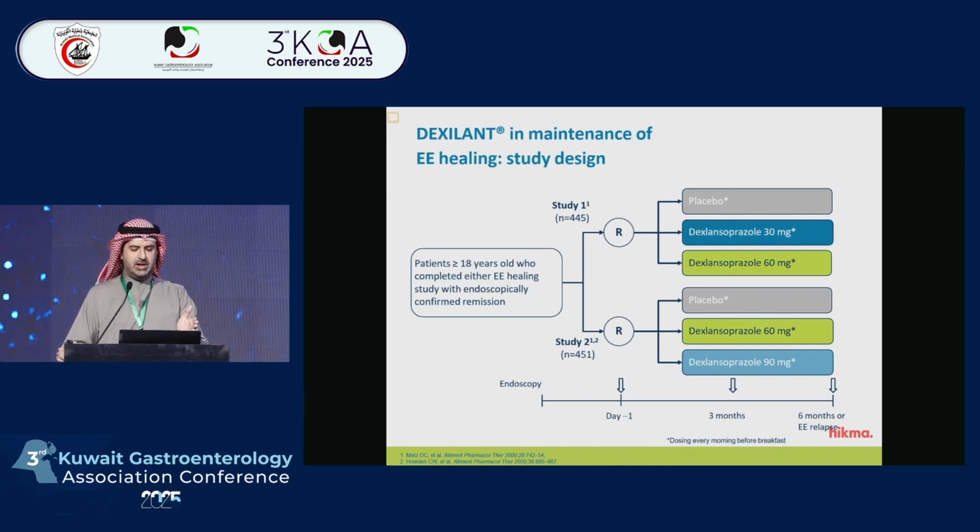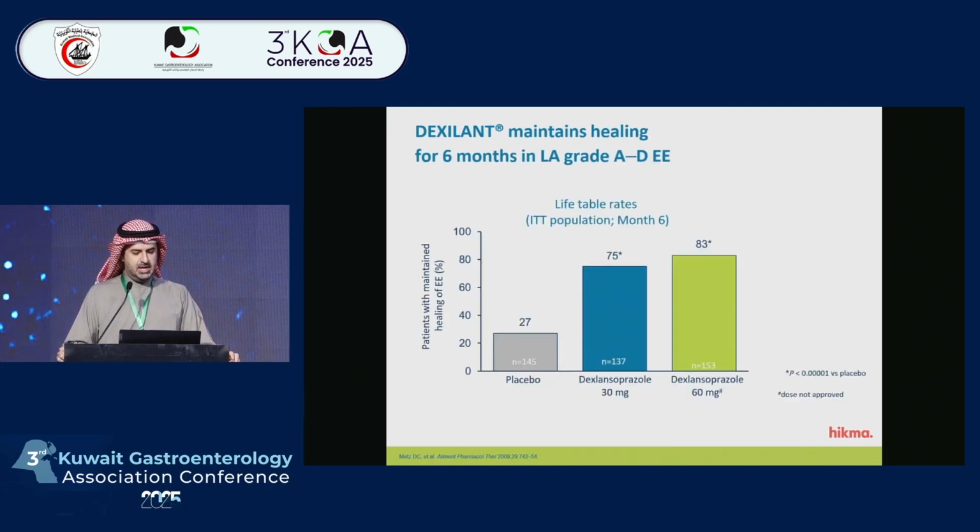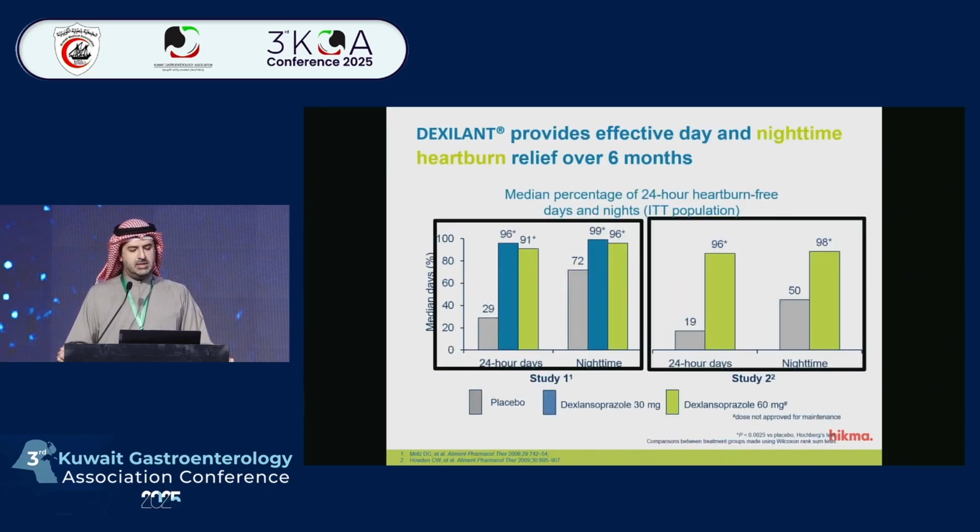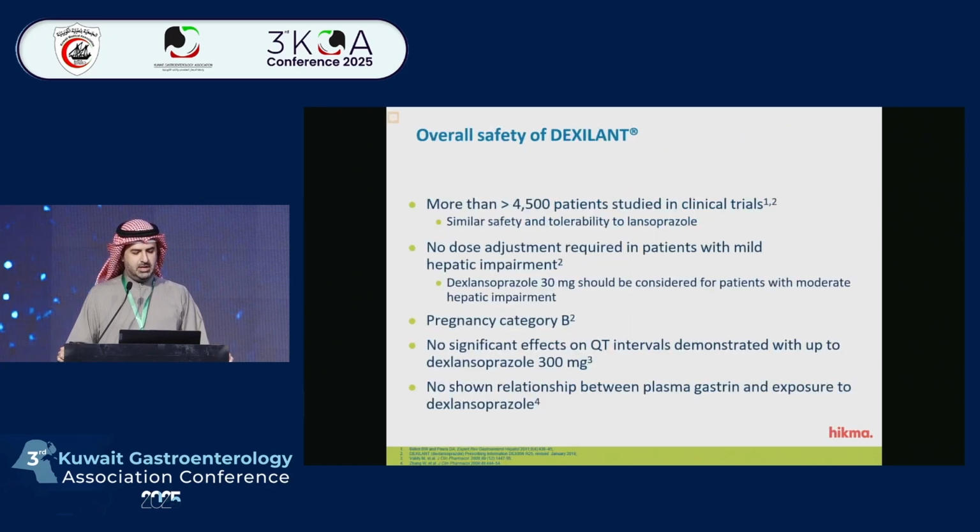And then this is the maintenance study. You can see they were re-randomized to placebo, Dexilant 30 or Dexilant 60 in 2 parallel arms. And you can see the superiority of both the Dexilant 60 and Dexilant 30 compared to placebo. And what it shows is significant, we spoke about the nocturnal breakthrough symptoms. There is a significant reduction of the nighttime breakthrough symptoms in patients on Dexilant compared to placebo.